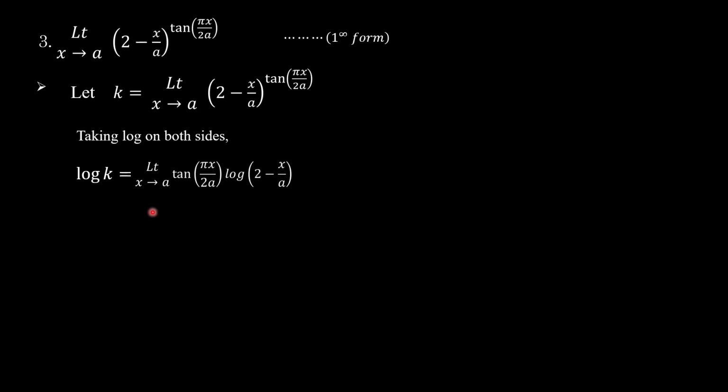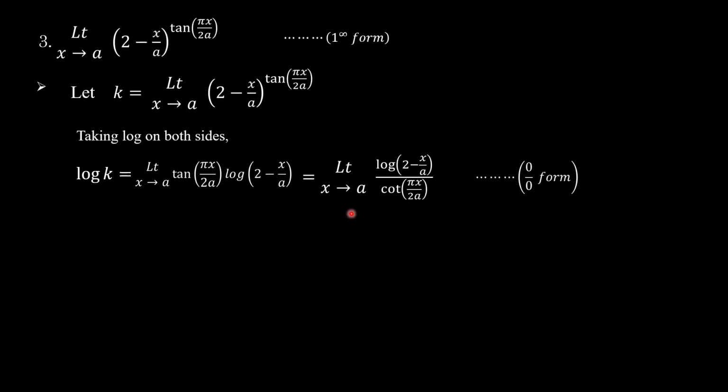log k is equal to limit x tending to a of tan of pi x by 2a into log of (2 minus x by a), which can be written as limit x tending to a of log of (2 minus x by a) divided by cot of pi x by 2a. Now apply the limit. When you apply the limit, you will get the numerator equal to log 1, which is equal to 0, and the denominator equal to cot pi by 2, which is equal to 0. So now it is of the form 0 by 0. Now you can apply L'Hospital rule.